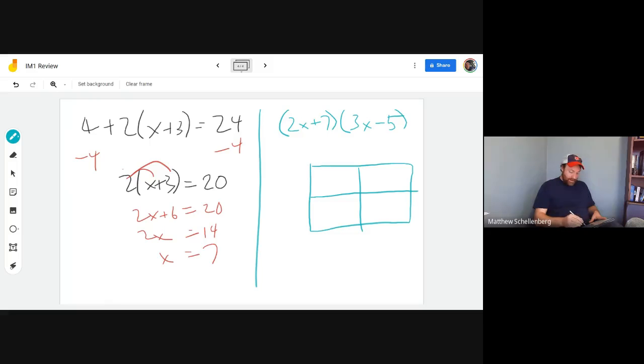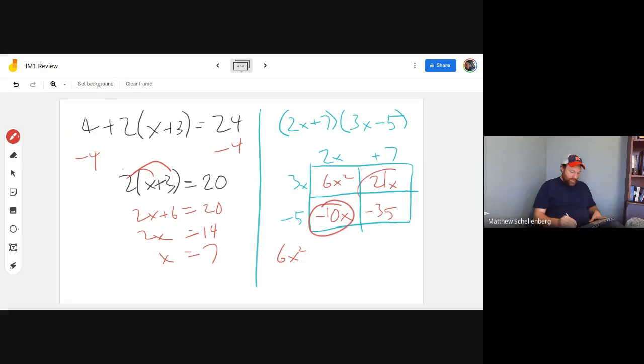And then I just put in what I want. And it doesn't matter which one I pick to be the top or the left side, as long as I keep these together, it'll be okay. 3x times 2x is 6x squared. 3x times 7 is 21x. 2x times negative 5 is minus 10x. 7 times negative 5 is negative 35.